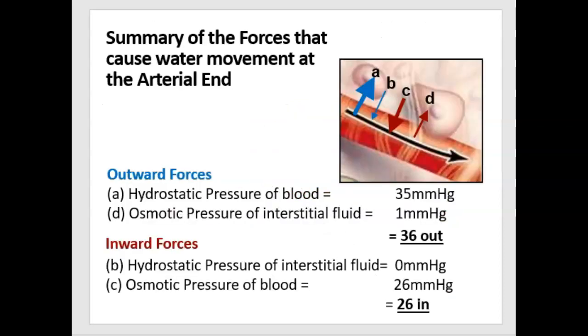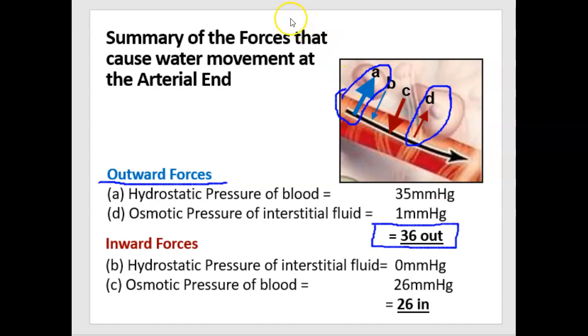So let's assess what the values are and which direction we expect the bulk of water to move. Where's it going to go? Well, if we look at the forces that cause water to leave the blood, outward forces, we see that there are two. The hydrostatic pressure of the blood, which is A, and this very small osmotic pressure of the interstitial fluid. Those are the two outward forces. And the total of those is 36 millimeters of mercury.